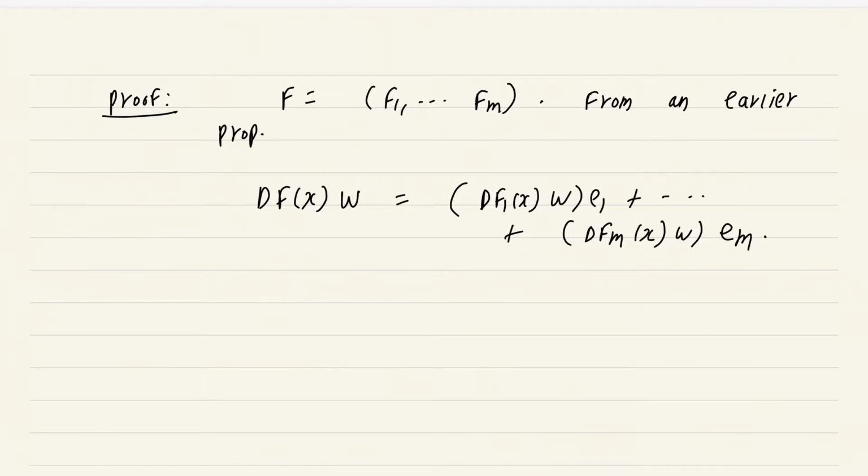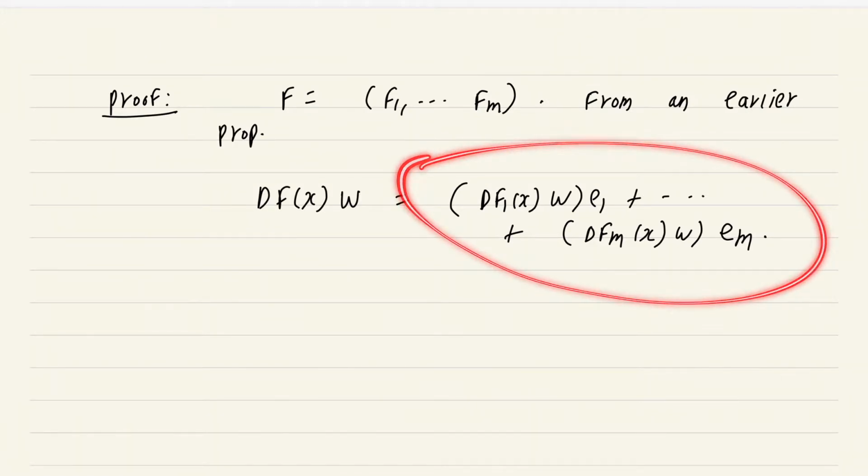Recall f1 is the component function, so it's a map from U to R. So df1 would be a linear functional. So df1x(w) will indeed give you a real number. So this entire expression does make sense.